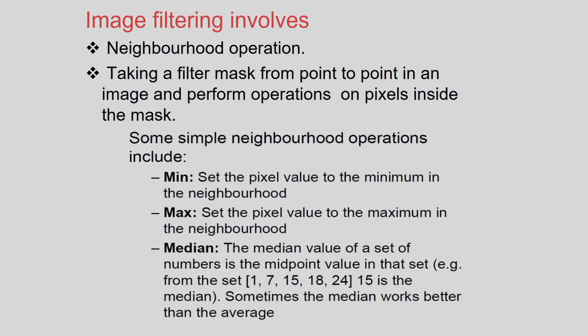And I can do the median operation. So in this case, suppose I consider the neighborhood pixel values 1, 7, 15, 18, 24. For this, what is the median value? The median value is 15. So that means the pixel under consideration, its value is replaced by 15. In this case, I am considering the neighborhood operation. So I am considering a mask, and in this mask I am applying these operations: the min filter, max filter, and the median filter.